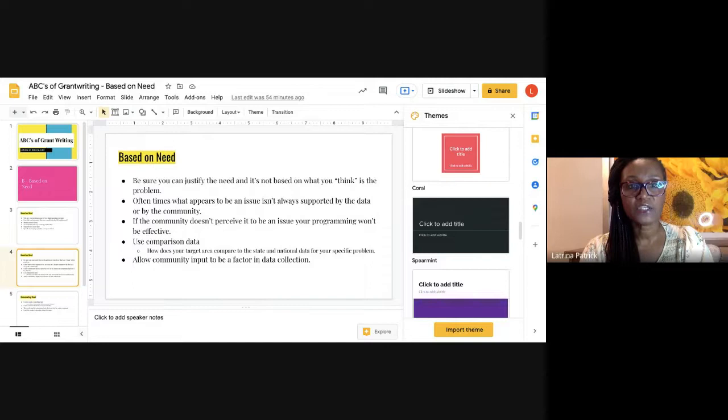And you want to allow community input to be a factor in your data collection. What I mean by that is not just looking at data that's been pulled from outside entities, but also going into the specific community that you want to serve. You may want to do some focus groups, some surveys, or hold some town hall meetings, whatever is most appropriate for the community that you're serving.